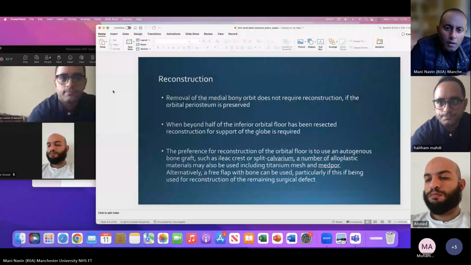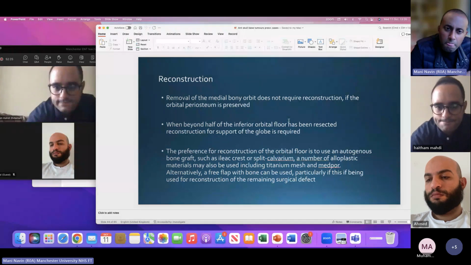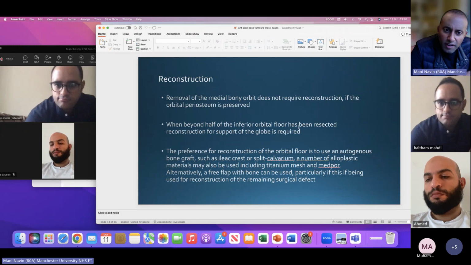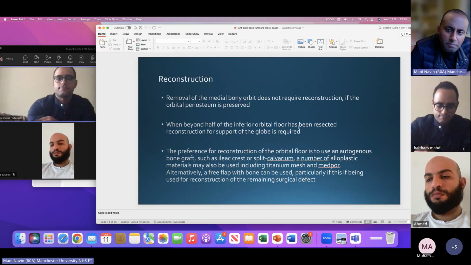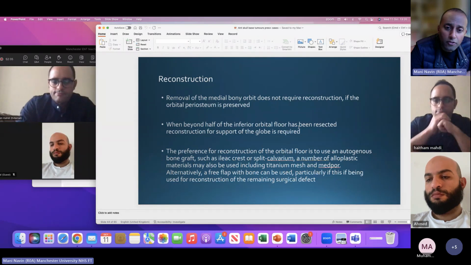Okay. Reconstruction: if you take the orbital floor, then you'll need to reconstruct that for support of the eye. You can use a number of things: split calvarium, titanium mesh, Medpor, or if you're using a free flap, you can use part of the bone from that.